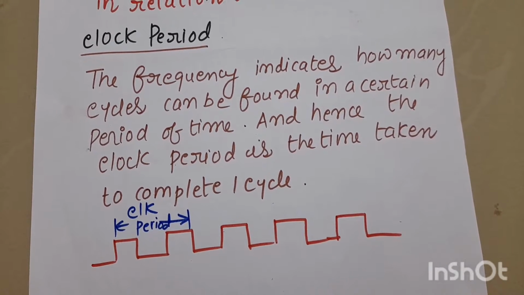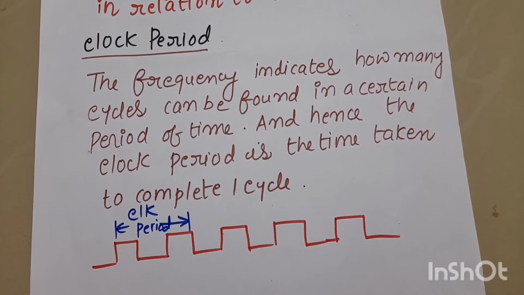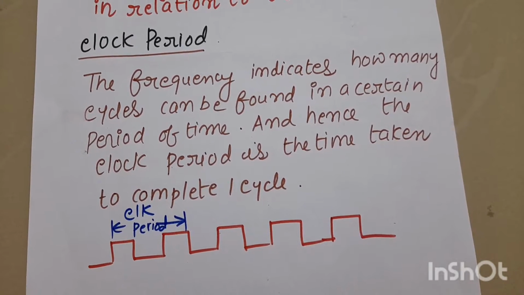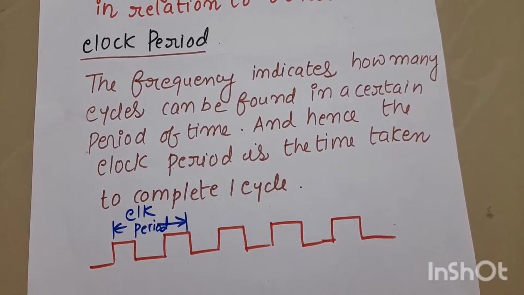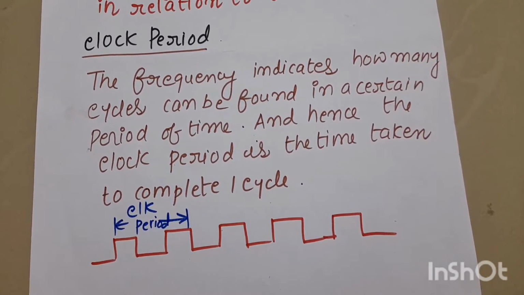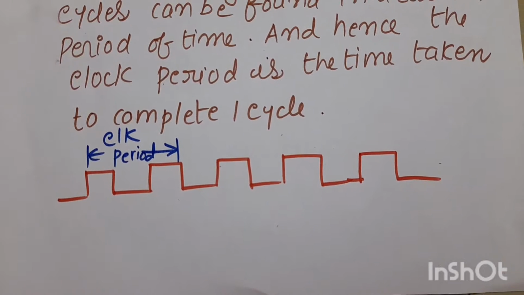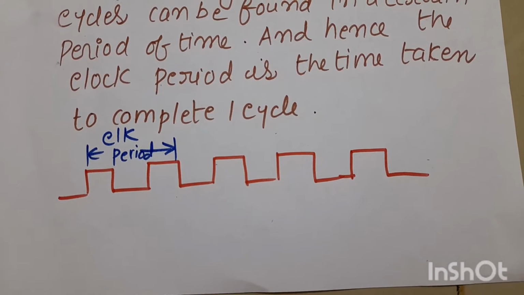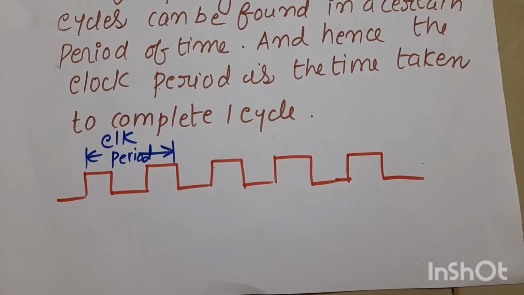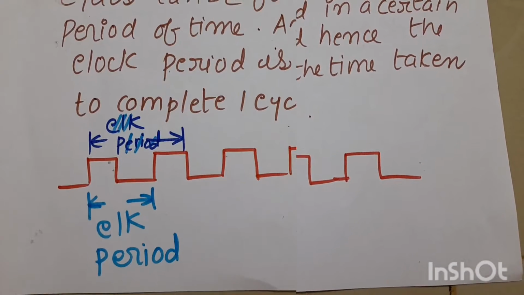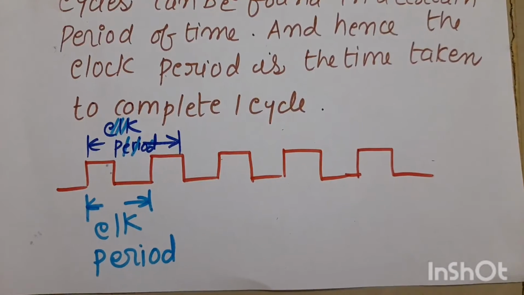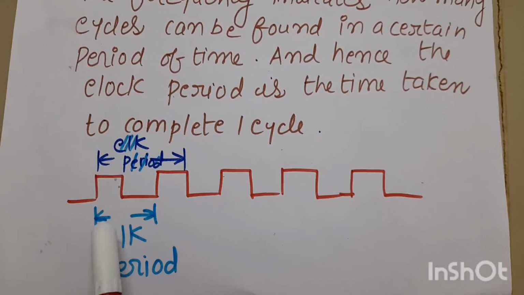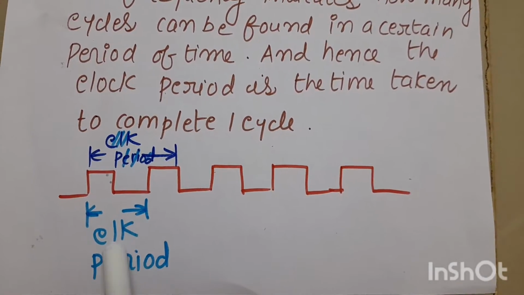It indicates how many cycles can be formed in a certain period of time. Mostly we take that period as one second: how many cycles of the clock are possible in 1 second? You see here the square shaped clock. For 50% of the time the clock is up and 50% of the time the clock is down. Here we can see the clock period, from this point to this point.